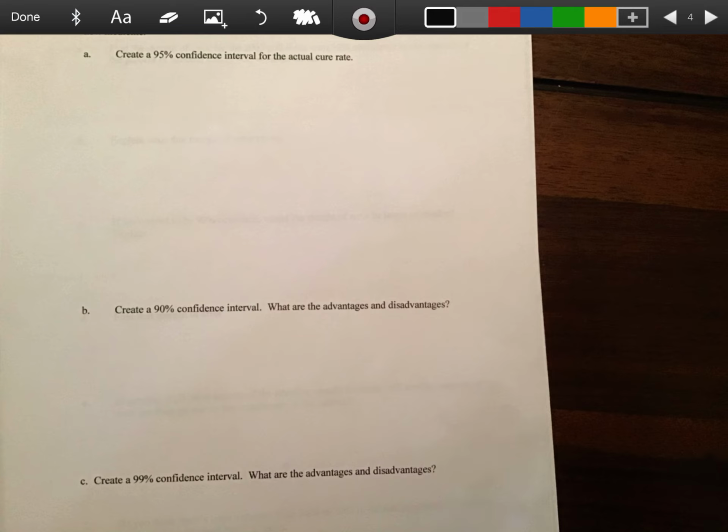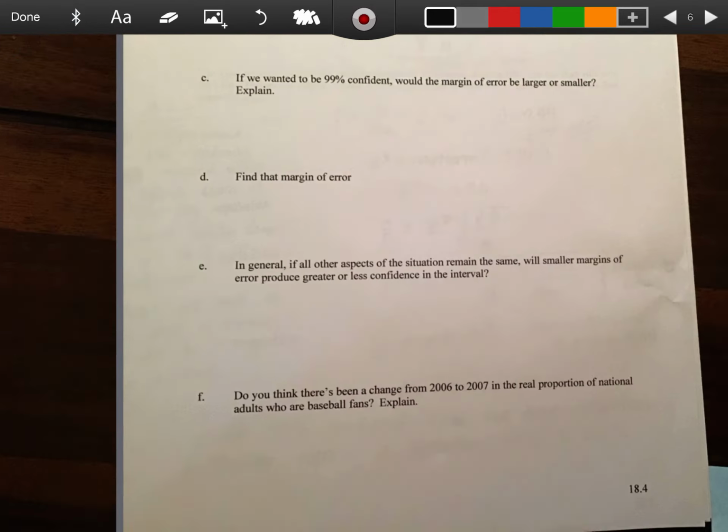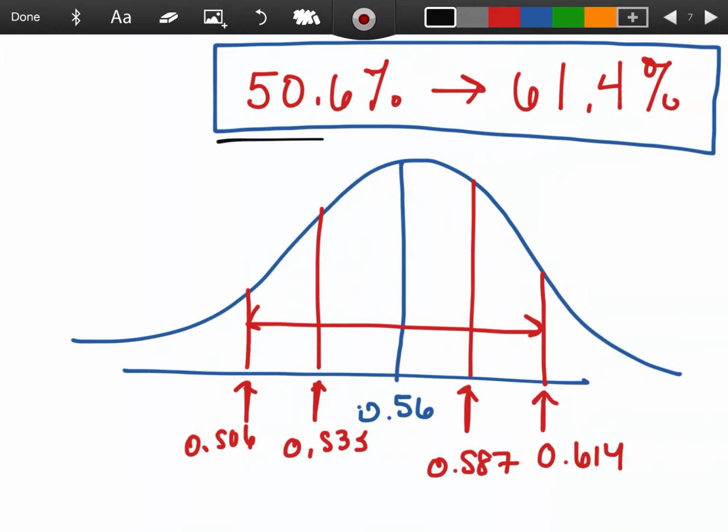So final answer for this question number 1 is I stand 95% confident that somewhere between 50.6 and 61.4% of my population will be voting for Lloyd. I'm going to join another video for question number 2 and go from there.